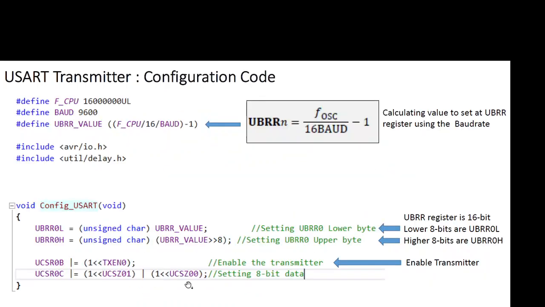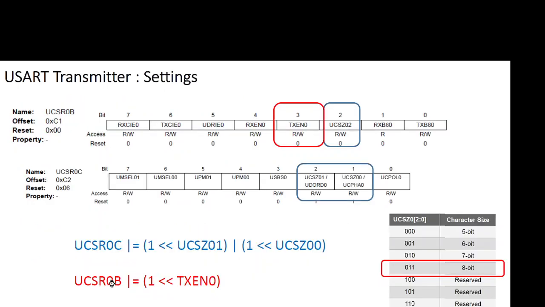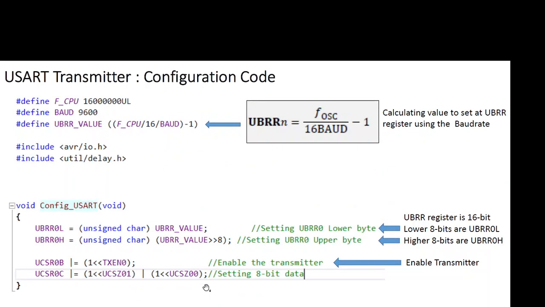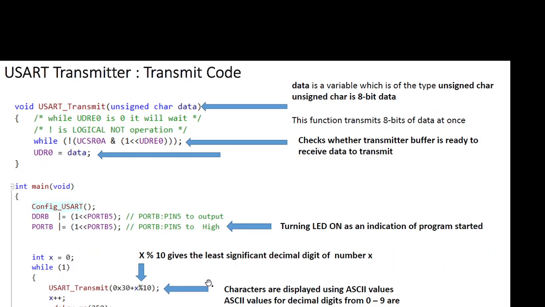UCSR0C, right? I can set these to be 0. I have not done that because by default when I start my microcontroller, these bits are 0. Because of that I am not setting this to 0, but if I want, I can do this and set those bits to 0, right? There's no problem in doing that.